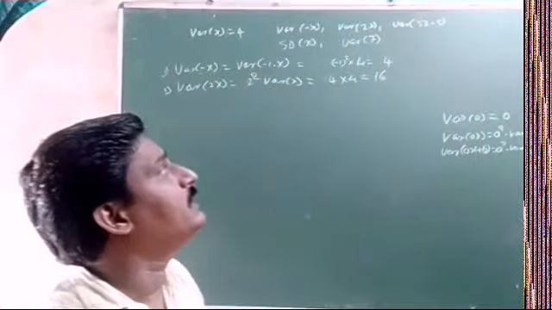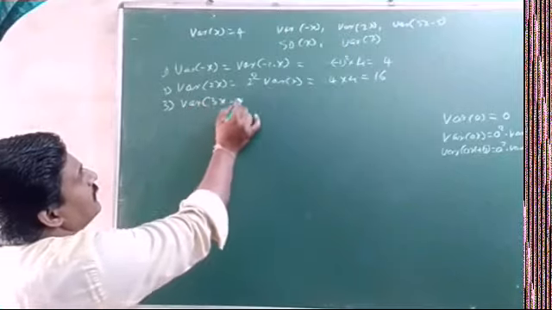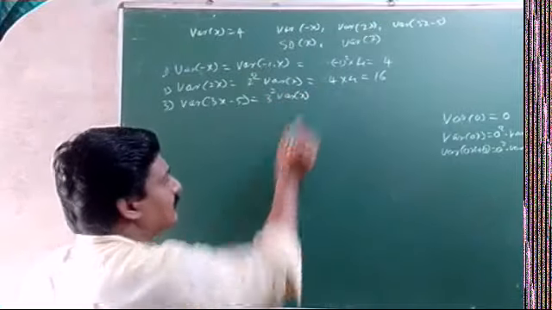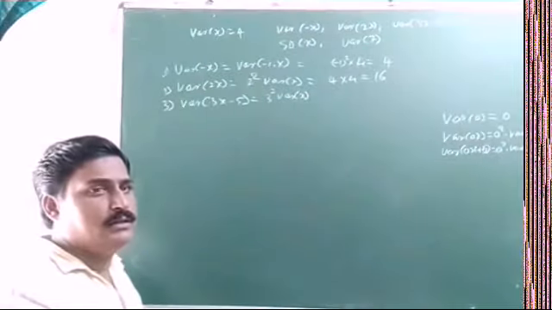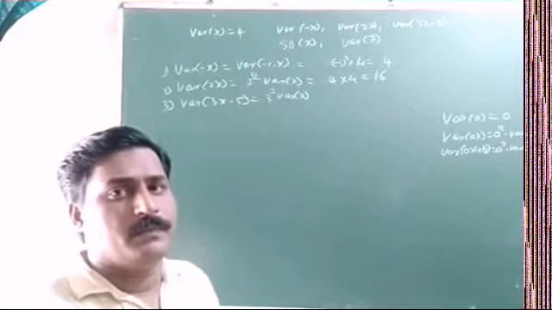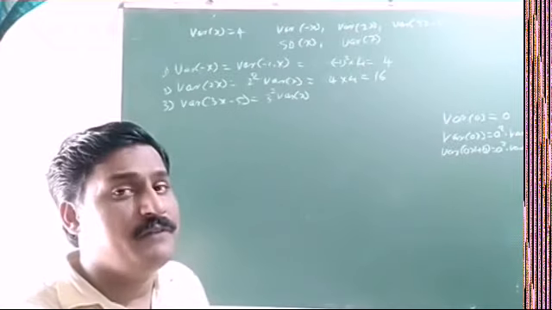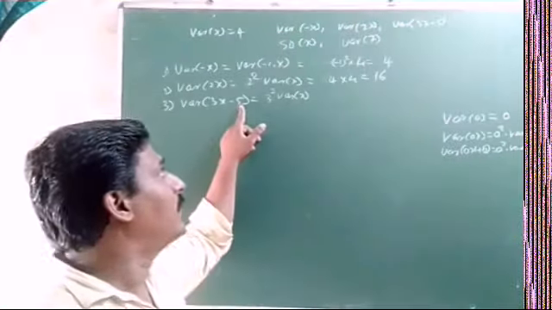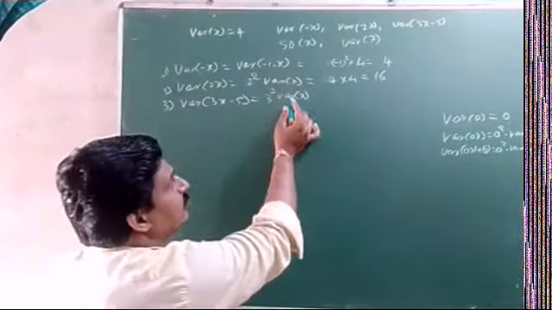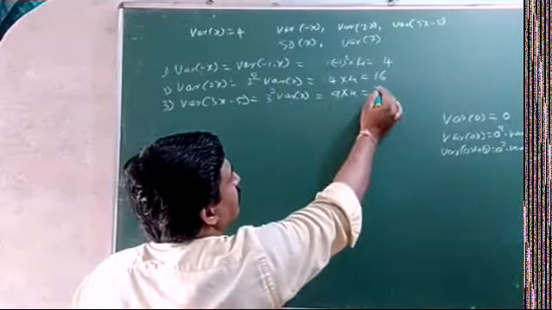And next question, third question, variance of 3x minus 5 is equal to 3 square into variance of x. So in E of x, we have to add the b value, the constant value. But in variance of x, the constant value minus 5 is not deducted or added here. So we get 3 square into variance of x, that is 3 square is 9 into variance of x is 4. So 9 into 4 is 36.